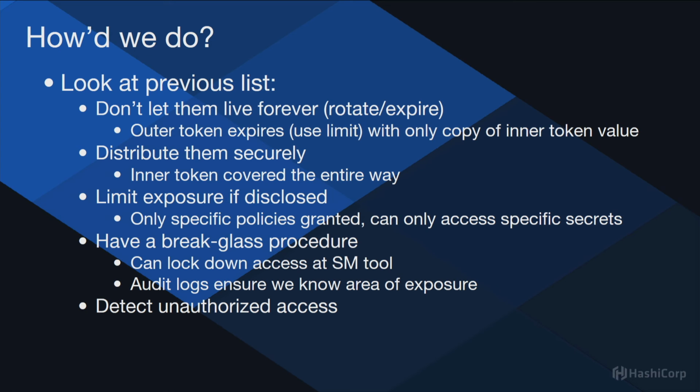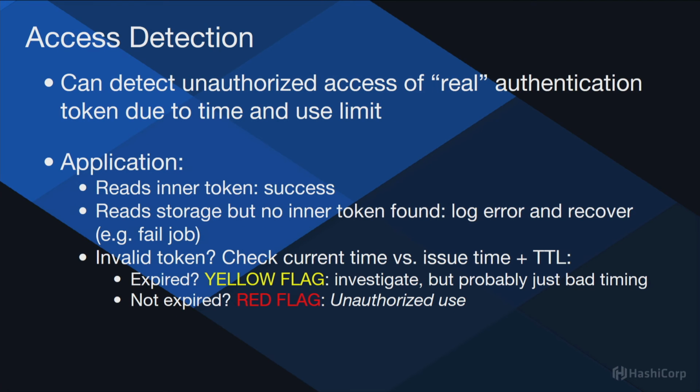So we can lock down access to the security management tool. We can revoke that token if we need to. We can use the accessor. And audit logs ensure that we know the area of exposure. Because we have a consistent ID for that token that we HMAC into the audit logs, we can say, okay, I can see everything that token did, and I can start revoking things. Check. And detect unauthorized access.